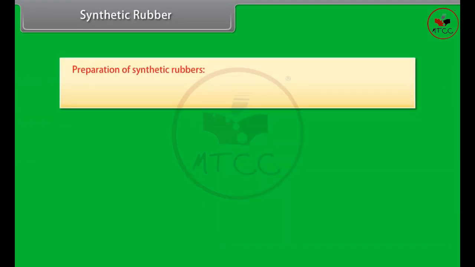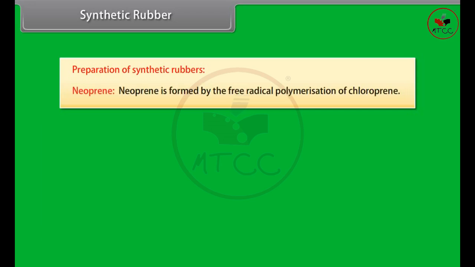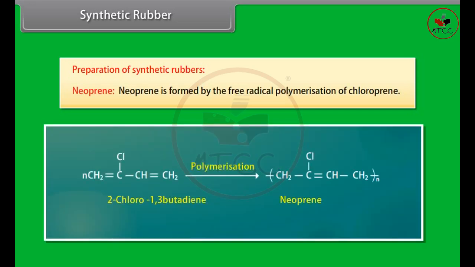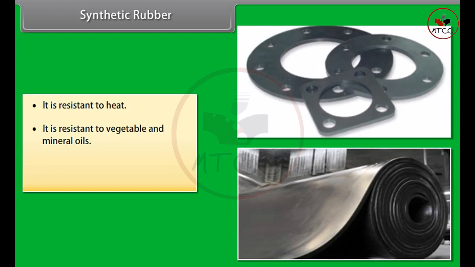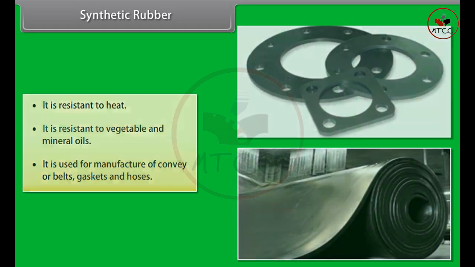Preparation of synthetic rubbers. Neoprene. Neoprene is formed by the free radical polymerization of chloroprene. It is resistant to heat. It is resistant to vegetable and mineral oils. It is used for manufacture of conveyor belts, gaskets and hoses.